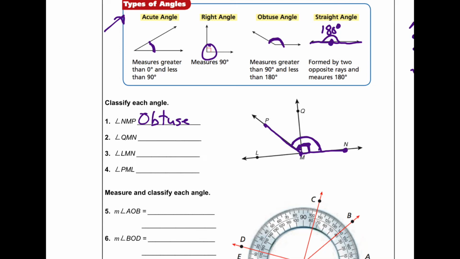Go ahead and try the other three on your own, problems 2, 3, and 4, and see how you do. Go ahead and pause the video. All right, so let's see how we did. So QMN, once again, starting on Q, going to M, going to N. Well, that's going to be this angle right here, so that's going to be a right angle. Next one, L to M, and then to N. Well, this is a straight line here, so it's going to be a straight angle as well.